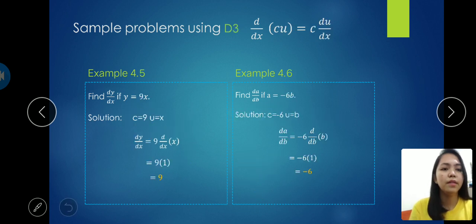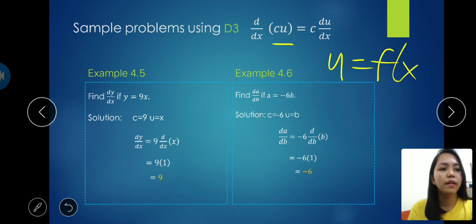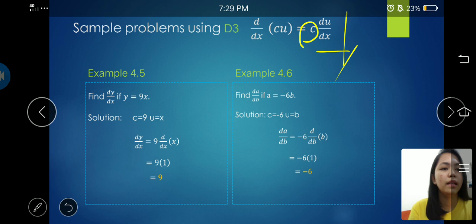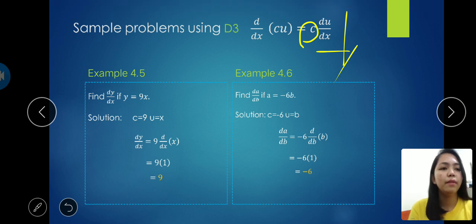So, let's proceed to the third rule. The derivative of c times u, wherein si c is the constant and u is the function natin. Let's say kasi yung u, kung siya ay pwedeng monomial, binomial, or polynomials. Ang mangyayari, pag kinuha natin yung derivative niya, we can factor out c and then multiply na lang natin yung derivative ni u with respect to dx.